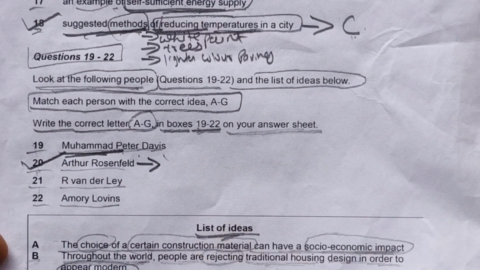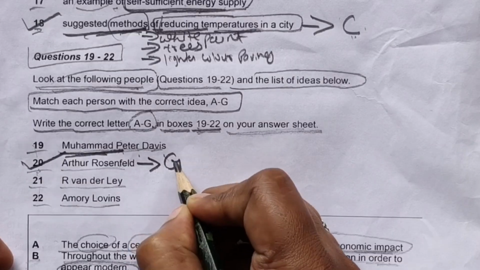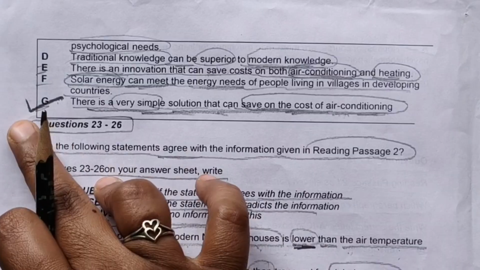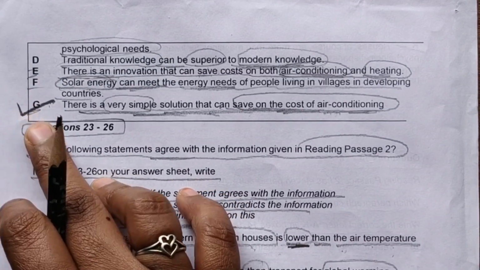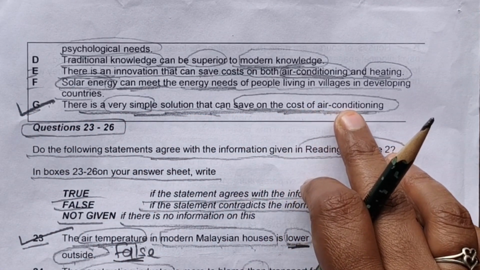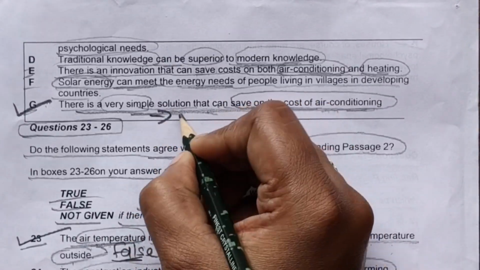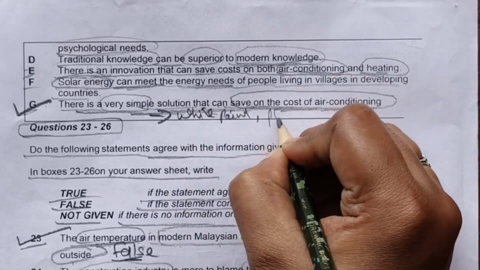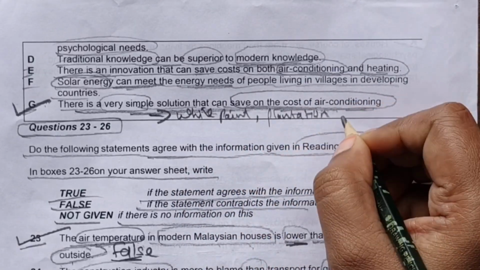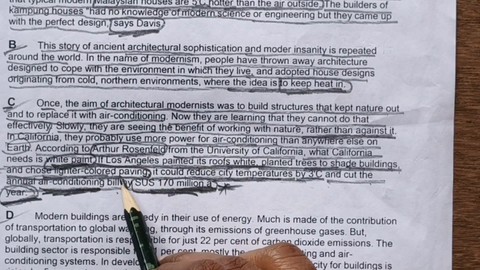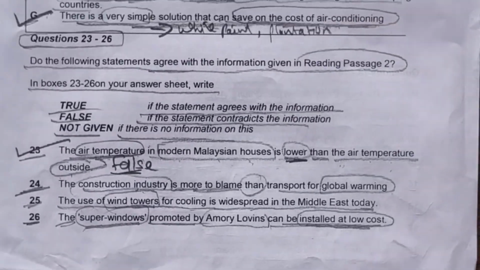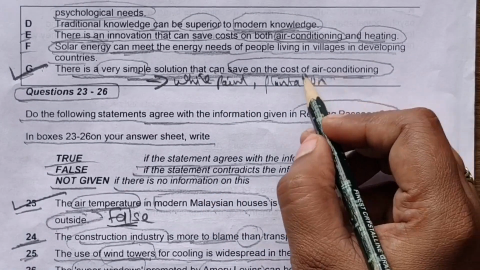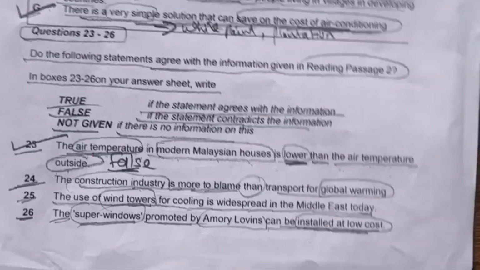So we will write G in front of 20 in our answer sheet. From the list of ideas we have chosen this G option. There is a very simple solution that can save the cost of air conditioning. So they are talking about the white paint, plantation, and light color paving. So these three will be the very simple solution, and it will save the cost of air conditioning. I hope you have understood this, from where we are getting our answer.